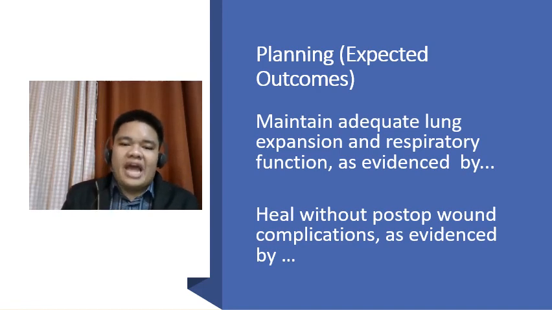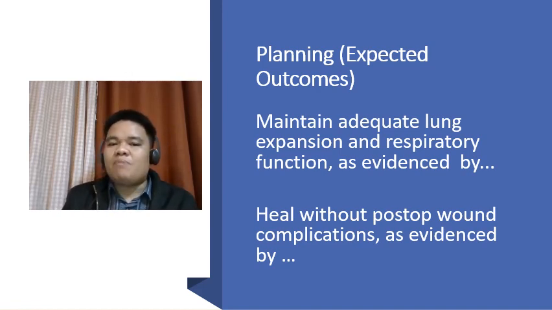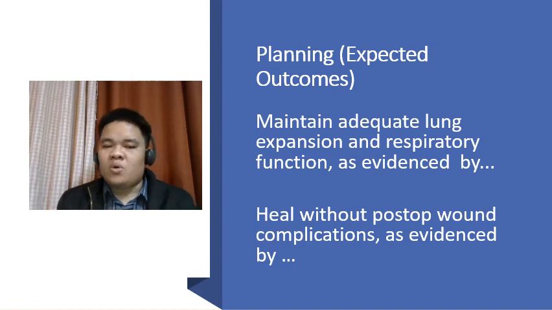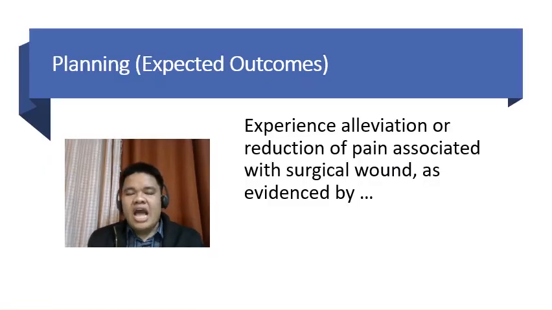Because of this nursing diagnosis, your plan will be to ensure that our patient would have adequate lung expansion and respiratory function. And this would be evidenced by your O2 saturation, respiratory rate, airway clearance, okay, all those things. Heal without post-op wound complication as evidenced by the absence of pus in your wound. Experience alleviation or reduction of pain associated with surgical wound as evidenced by their verbalization of the tolerance of pain, their ability to ambulate despite being 24 hours post-op, meaning they can tolerate the pain that they are having, okay?